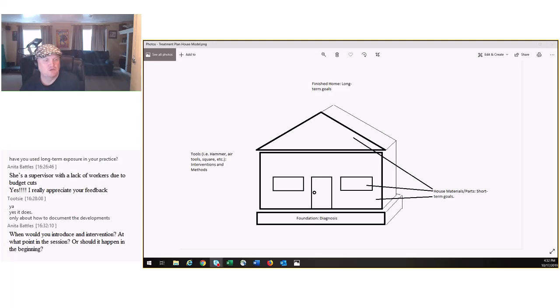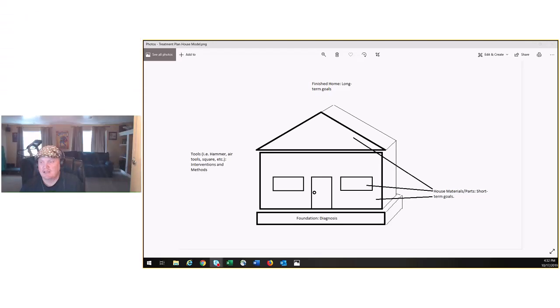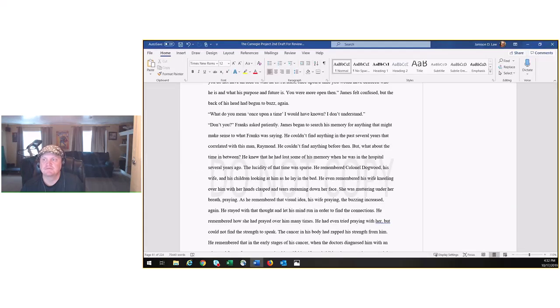And then another one, when would you introduce the intervention? At what point in the session, or should it happen in the beginning? I start talking about interventions at the end of probably the first session, or the beginning of the second. And then documenting it. Again, it all boils down to the type of note you're going to use. For example, I think I've got an example of one right here that I can share with you guys.